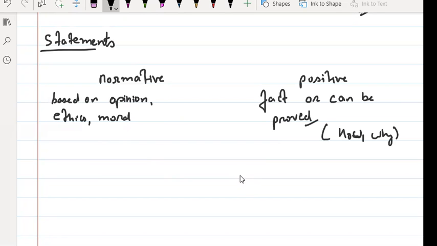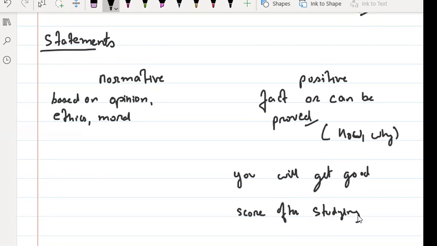But if I say, you will get a good score after studying well, is this a normative statement or a positive statement? Yes, very good. This is a positive statement because it can be proved. You can study, and if you score well, then it is true. If you don't score well, then it is false. But it can be proved.